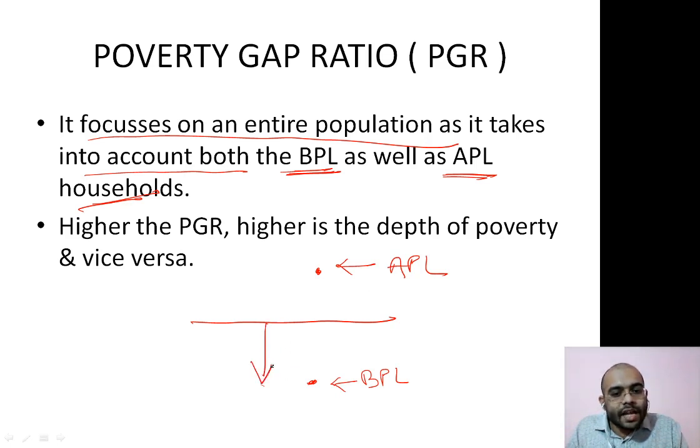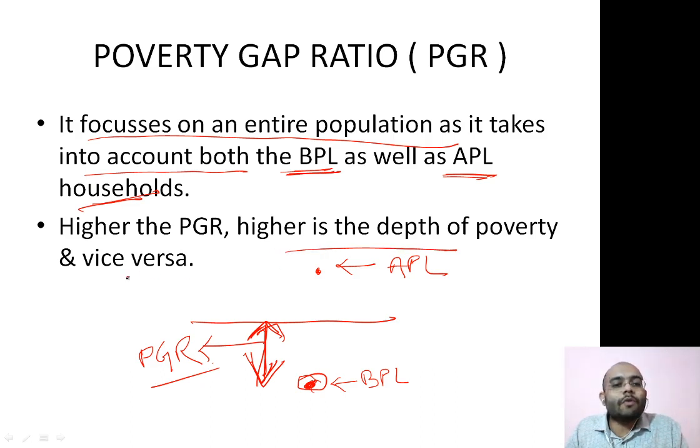So this depthness, that means how much below the poverty line this family is present. This depthness of poverty can only be found out through poverty gap ratio. So higher the PGR, higher is the depth of poverty. Look, this is one PGR. We can say that here is another family present. The PGR 2. This is PGR 1.